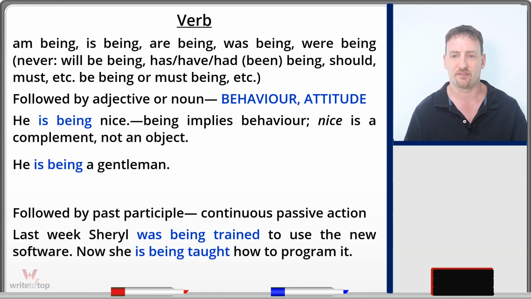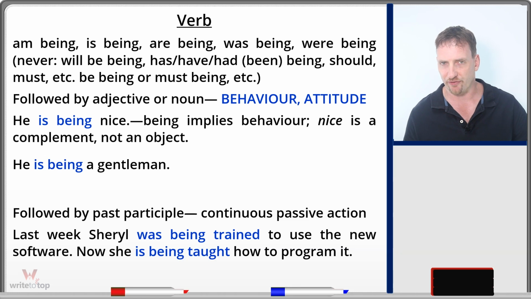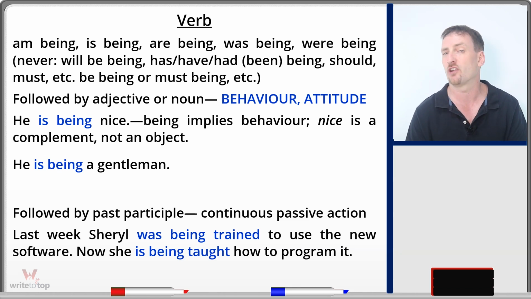So it implies behavior. Remember, nice is a complement. It's not an object. Be verbs don't take an object. And that's an adjective. You can also use it with a noun, but the same way. He is being a gentleman. So how do gentlemen act? They open a door for a lady, or the ladies go first, or they give the person an opportunity to speak before them. All of these things that gentlemen do means that the person is being a gentleman.